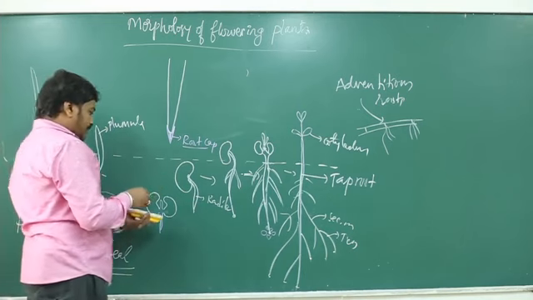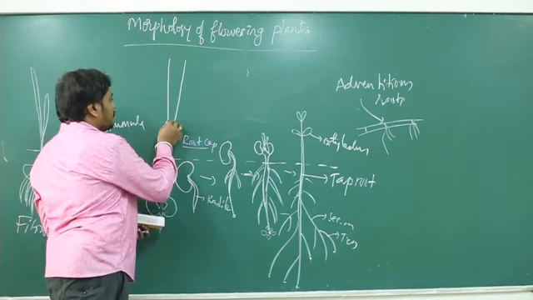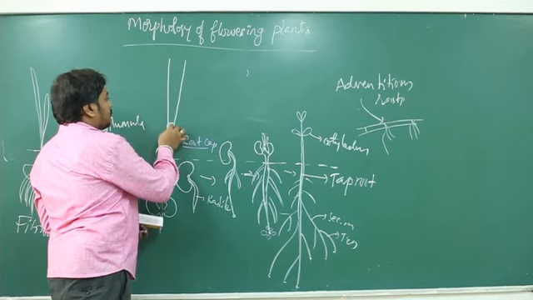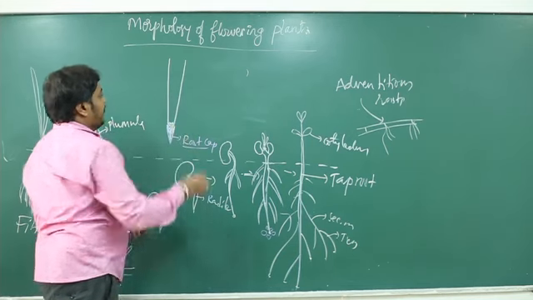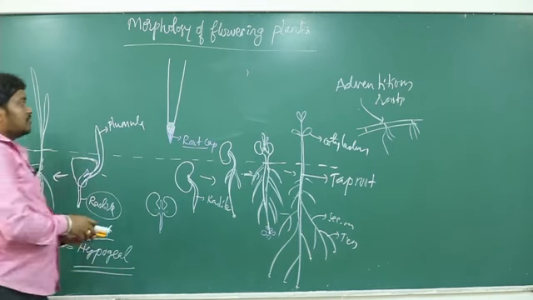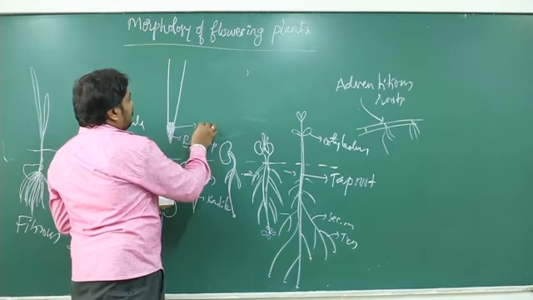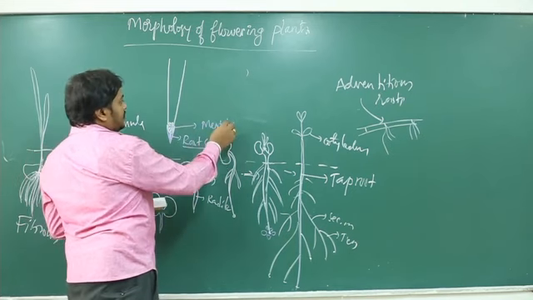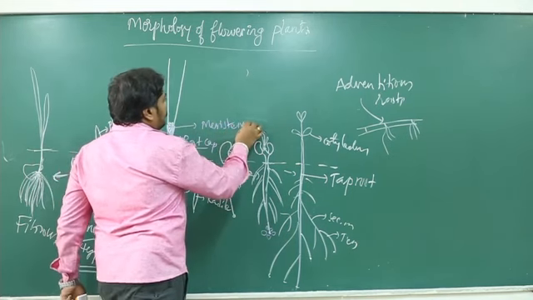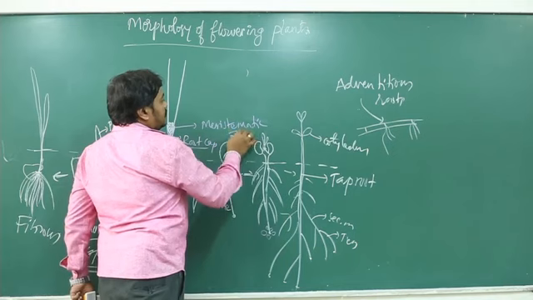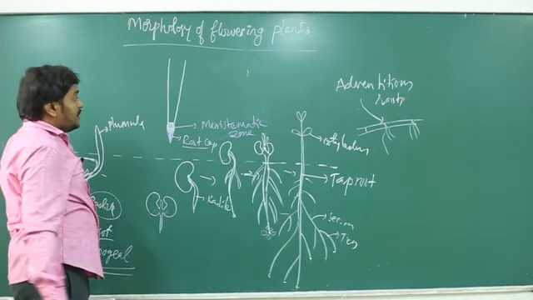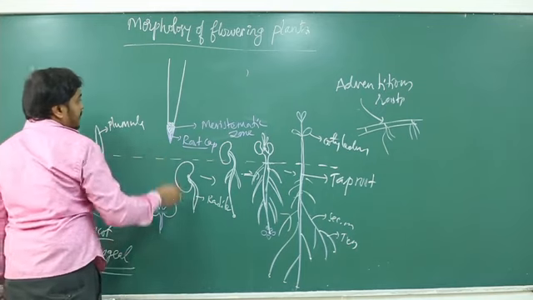Above the root cap, a group of cells is present. They are actively dividing, so these cells are called meristematic cells. The region where the meristematic cells are present is called the meristematic zone. This meristematic zone undergoes rapid division.